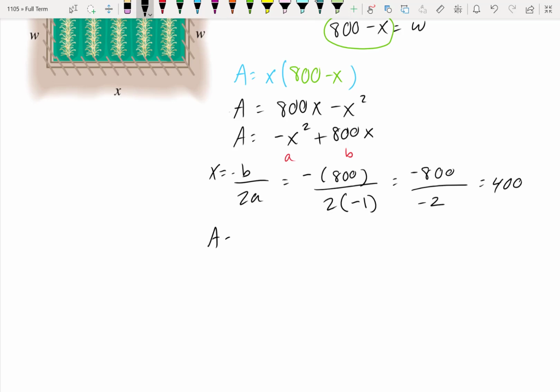So let's plug it in. We have area equals negative x, which is 400, squared, plus 800 times x, which is 400. Now you can plug that all into your calculator exactly. My bad, I forgot that's minus. Why'd I put plus there? No, that's plus, you're right. Never mind, don't pay attention to me. You can plug this all into your calculator as is, and you'll get exactly the right answer. Make sure it's plugged in exactly the way it looks.